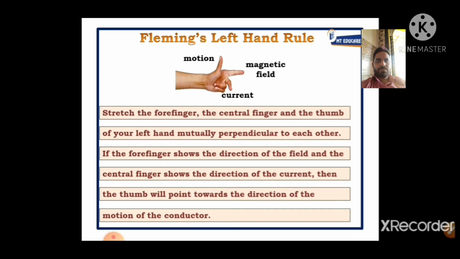This rule is going to be used in the motor, when we see the application of the Fleming left hand rule in the electric motor. At that time I will explain how it is applicable and how it is used. Now you just have to remember three things. First, the thumb represents the motion of the conductor, the index finger represents the magnetic field, and the middle finger represents the current. If you know the direction of the magnetic field and the current, then you can find the direction of the motion of the conductor, right?